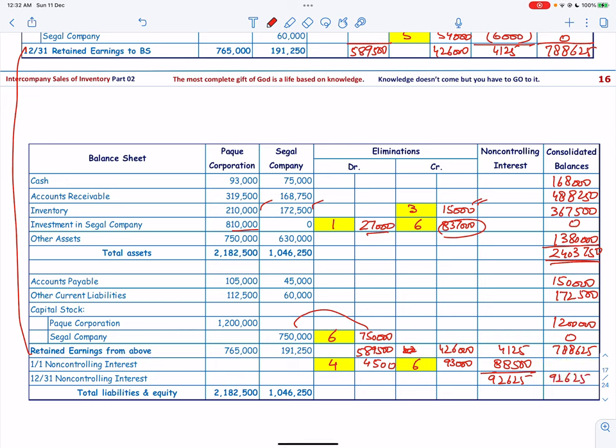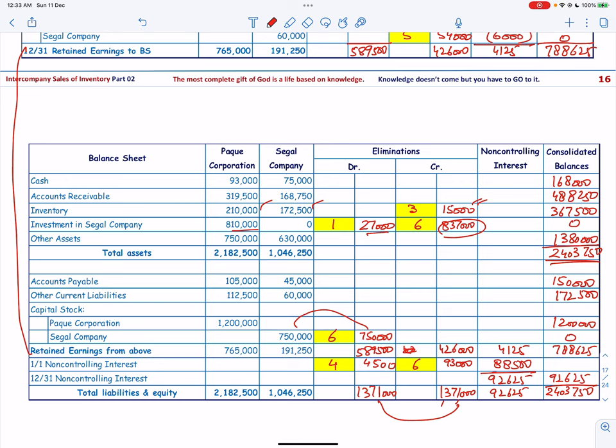92,625. Once again we are going to total the last, and you can see that this is 1,371 and this is also 1,371, and if they are not equal, then there is a mistake. The debit must be equal to the credit, 92,625, and we have now 2,403,750.